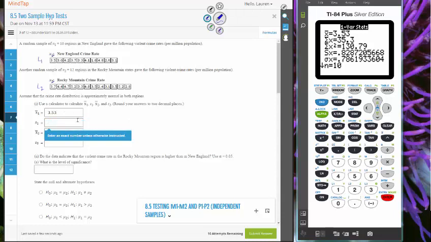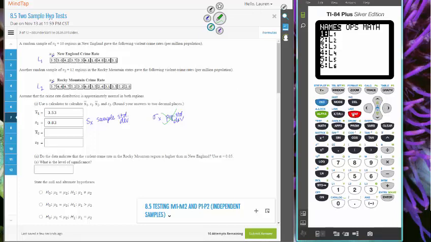And the standard deviation of list 1, notice the difference that this is S, so we want Sx for the sample standard deviation, not sigma x for the population standard deviation. This is not what we have. So the standard deviation of the sample is 0.83 to 2 decimal places. We need the mean and the standard deviation of the second sample, so we'll run one variable statistics on the second list. Get a mean of 3.88.